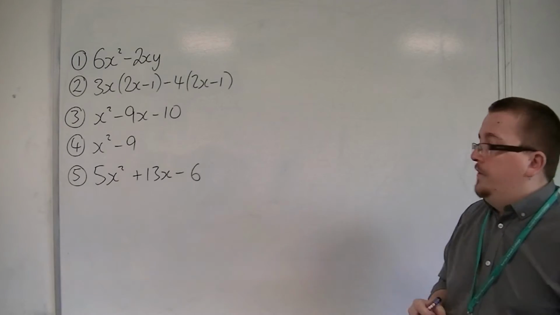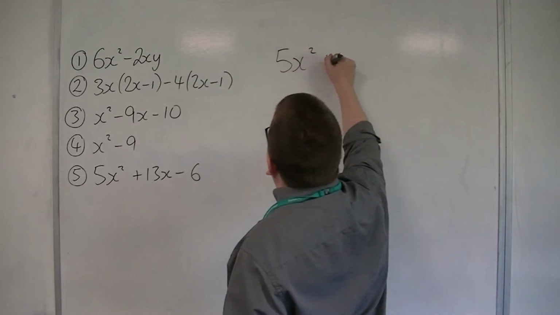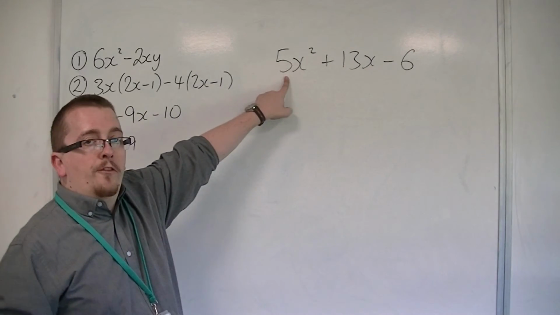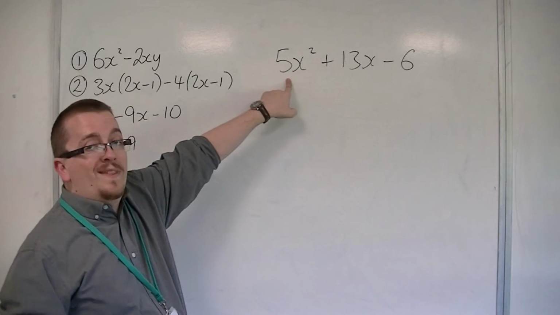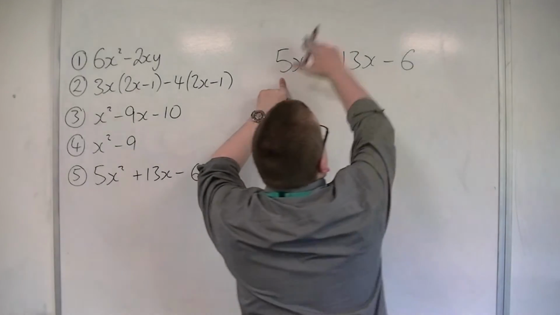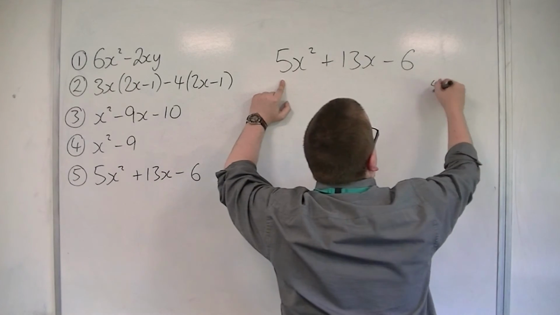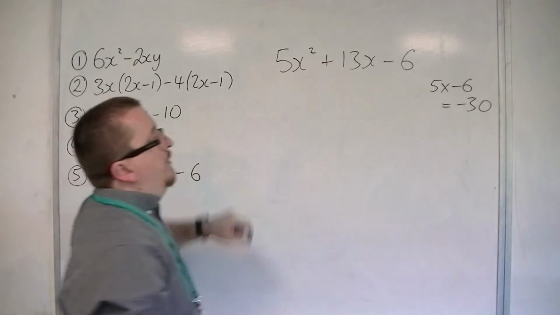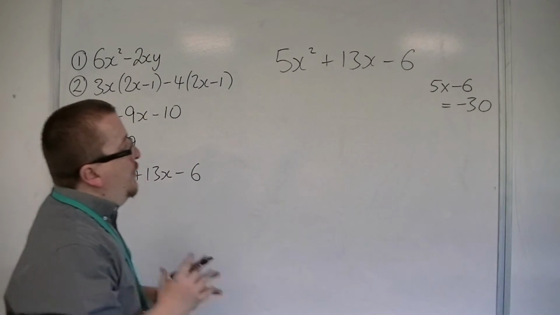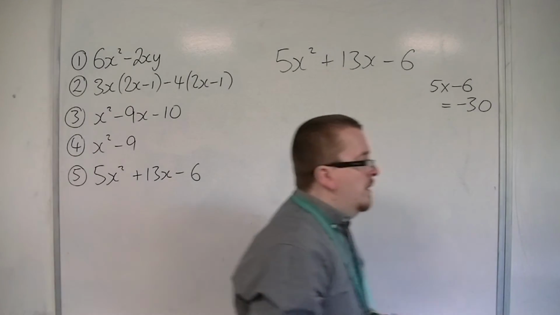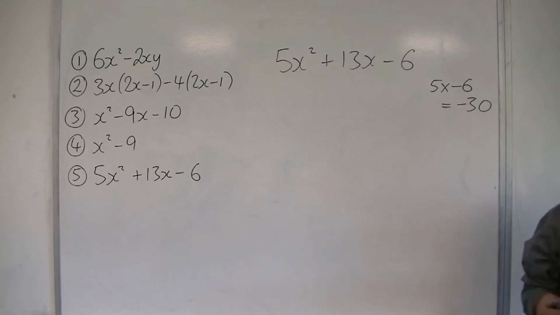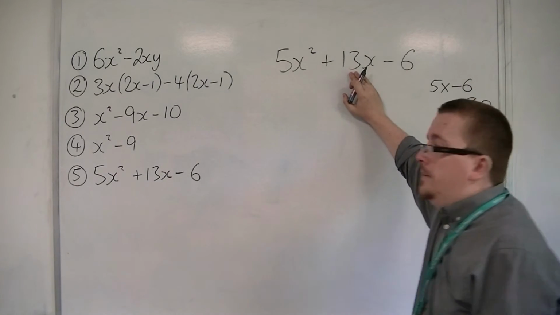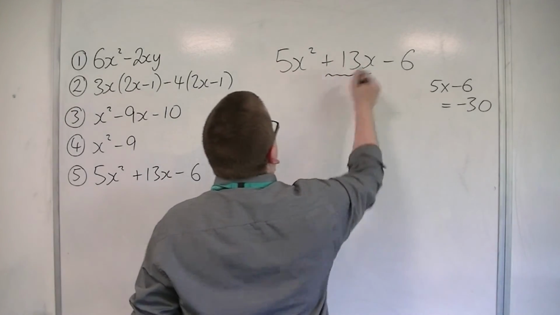So the method to do this, if I just write down the question again, is to multiply the first term, the coefficient of the x squared, the 5, by the final term, the minus 6. So 5 times minus 6. And that gets me minus 30. So what I want is two numbers that multiply together to make minus 30, but add together to make positive 13. Okay? So that's my target number.